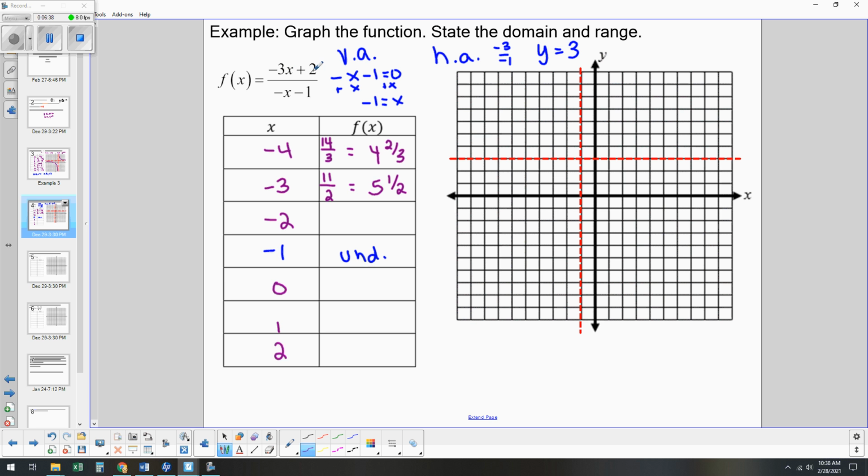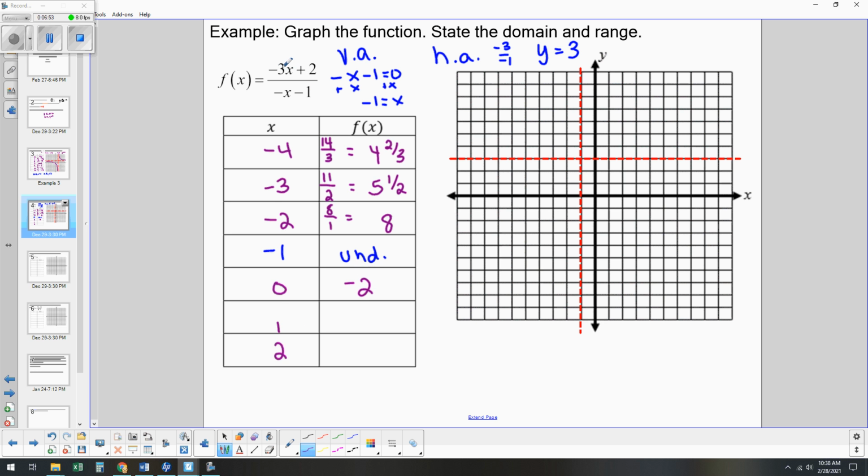Positive 6 plus 2 is 8. Positive 2 minus 1 is 1, so that's just 8. 0, boom, both those are gone. 2 over negative 1 is negative 2.